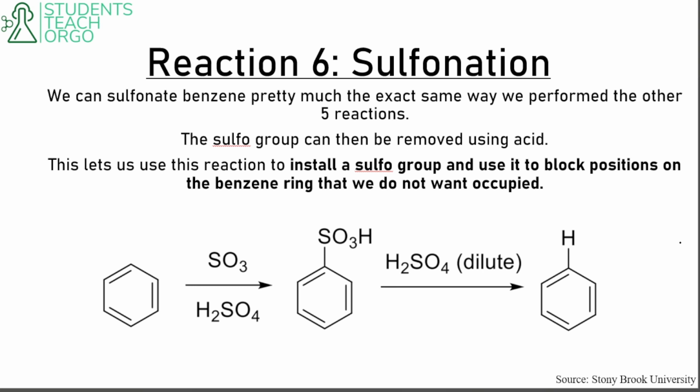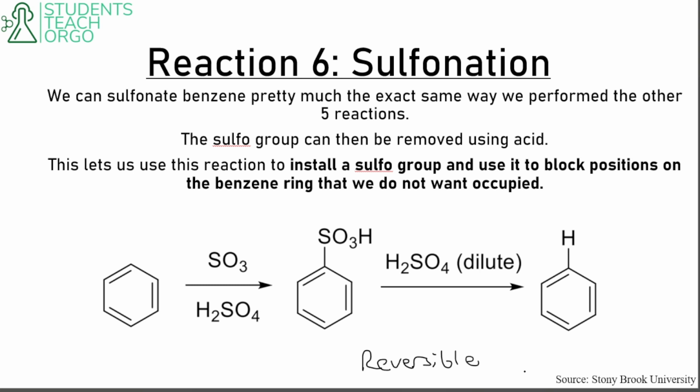Sulfonation, this is very useful as well. We can add a sulfo group and we can use it to block positions on the benzene ring that we don't want to occupy. So this is used in conjunction with other types of reactions in order to get, let's say if you only want something in the ortho position, this is what you would use, and this is completely reversible. That's the most important part, that this is reversible.